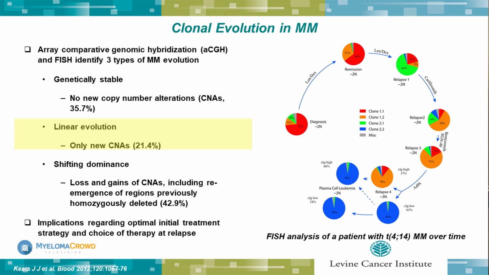There's linear evolution, where the original abnormalities are still present, but you're adding new ones on top of what was already there. And then there's the shifting dominance, which represents about 43% of the myelomas, at least in their experience. What you see here is loss of chromosomal material, gain of chromosomal material, and what appears to be reemergence of regions that were previously homozygously deleted, which suggests that there's shifting dominance of clones over the course of time. And that has potential implications with regards to optimal treatment and choice of therapy at relapse. So in theory, you could have a clone that was sensitive to a particular drug get lost over the course of time, but due to selective pressure as a result of treatment, reemerge later and actually start working again. Although in clinical practice, we don't see that happen a whole lot.